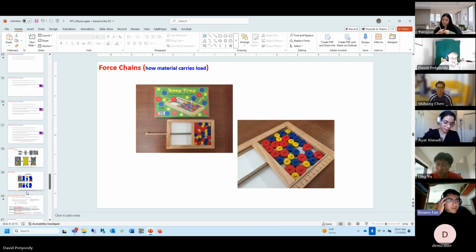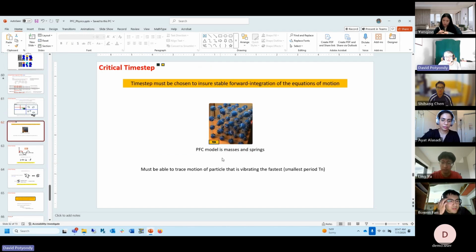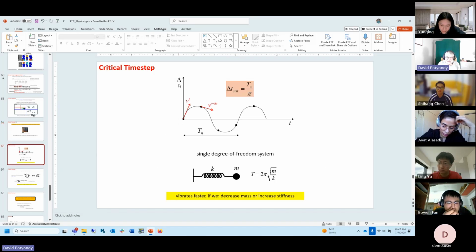Because of this here. See this? This is the PFC model. And it starts vibrating. These masses start bouncing back and forth because they're surrounded by springs. Do you agree? They're moving, they're vibrating. Let's look at one. This is its position versus time. So it's moving up, it's moving down, it's moving up. So it's a sine wave.